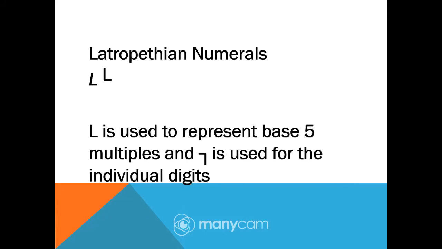And finally, let's look at Latropethian numerals. Of course, these people are on a different planet, so they're not aware of our Arabic numbering system. They have developed their own numbering system, and the way it works is there's what looks like an L that represents which cycle of the base that you're in, and then they have what looks like an inverted L that represents the actual counting of the digits.